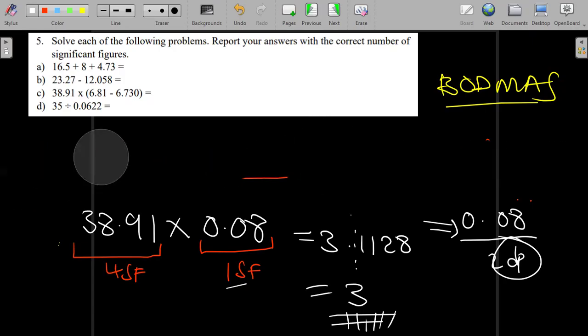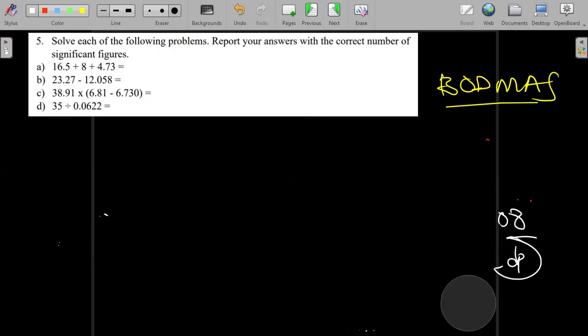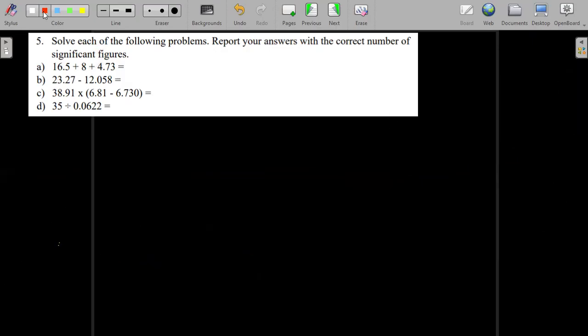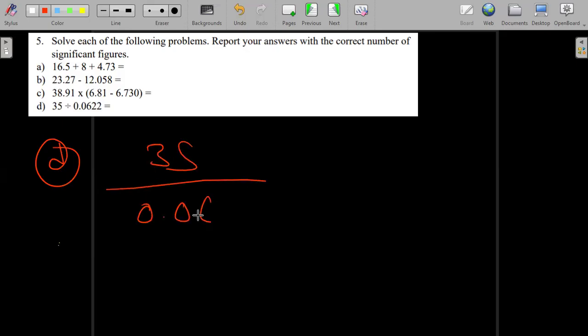Okay, let's look at D then. On D, what do we have? We have division there. So D, we have 35 divided by 0.0622. So how many significant figures does this one have? It has 2 significant figures. This one here has 3 significant figures. So it means our answer should have what?